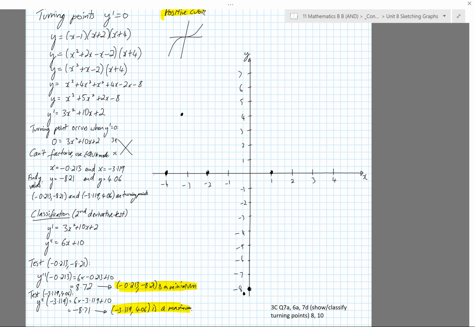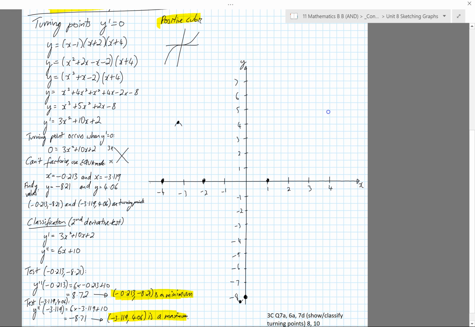When I put these turning points on, I think it's a good idea, if it's a minimum, to show it like that, and if it's a maximum, to show it like that, just so that when we're graphing it, we know which way to go around those points. So this is my maximum here, so I'll just draw some little legs below it, and here I'll draw some little legs above it. Remember, I've got a positive cubic. So to the extreme left, it's got to come from down here somewhere, and to the extreme right, it's going to end up there somewhere.